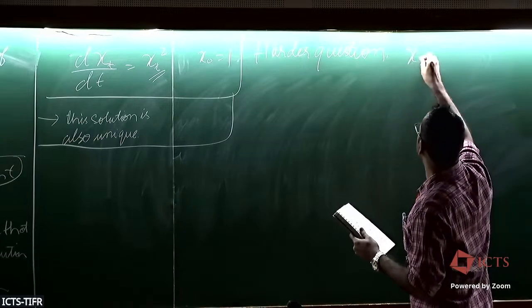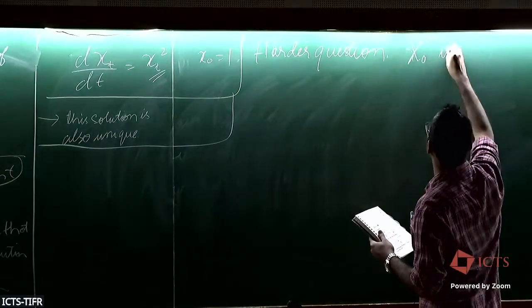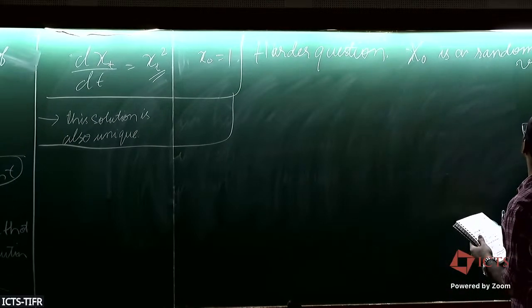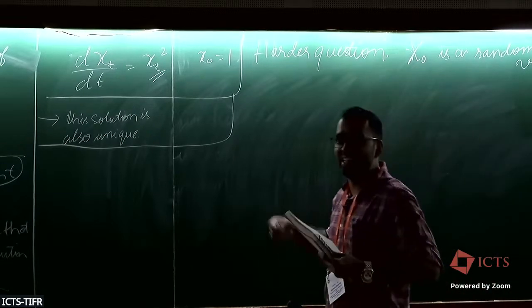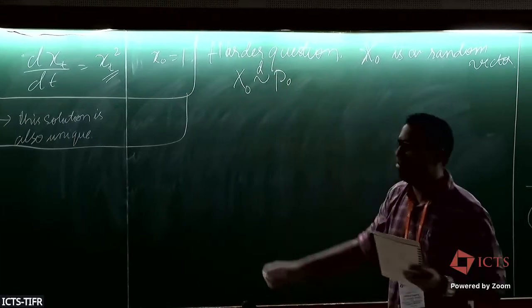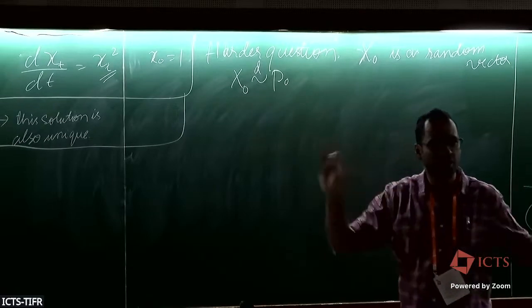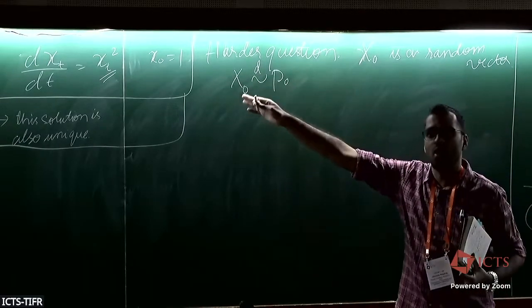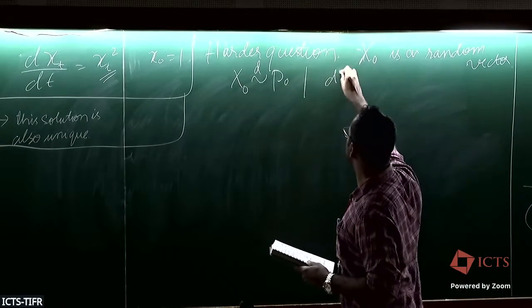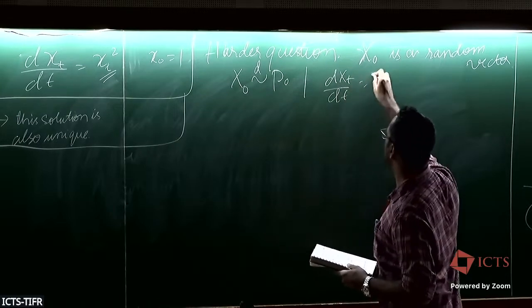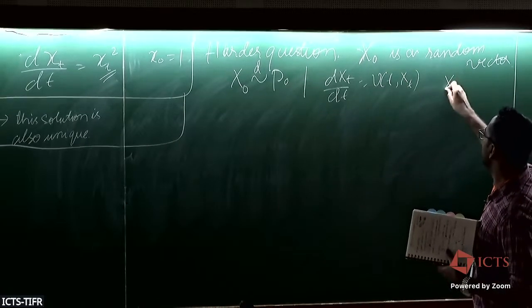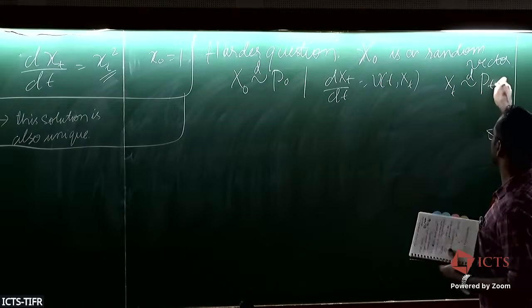Suppose x_0, the initial value, is a random vector. Let's call its probability density p_0. We'll say it is distributed as p_0, and we'll also abuse notation and say that p_0 is the density of x_0. Then we solve dx_t/dt equal to v(t, x_t), and we'll say that x_t is distributed as some distribution p_t.